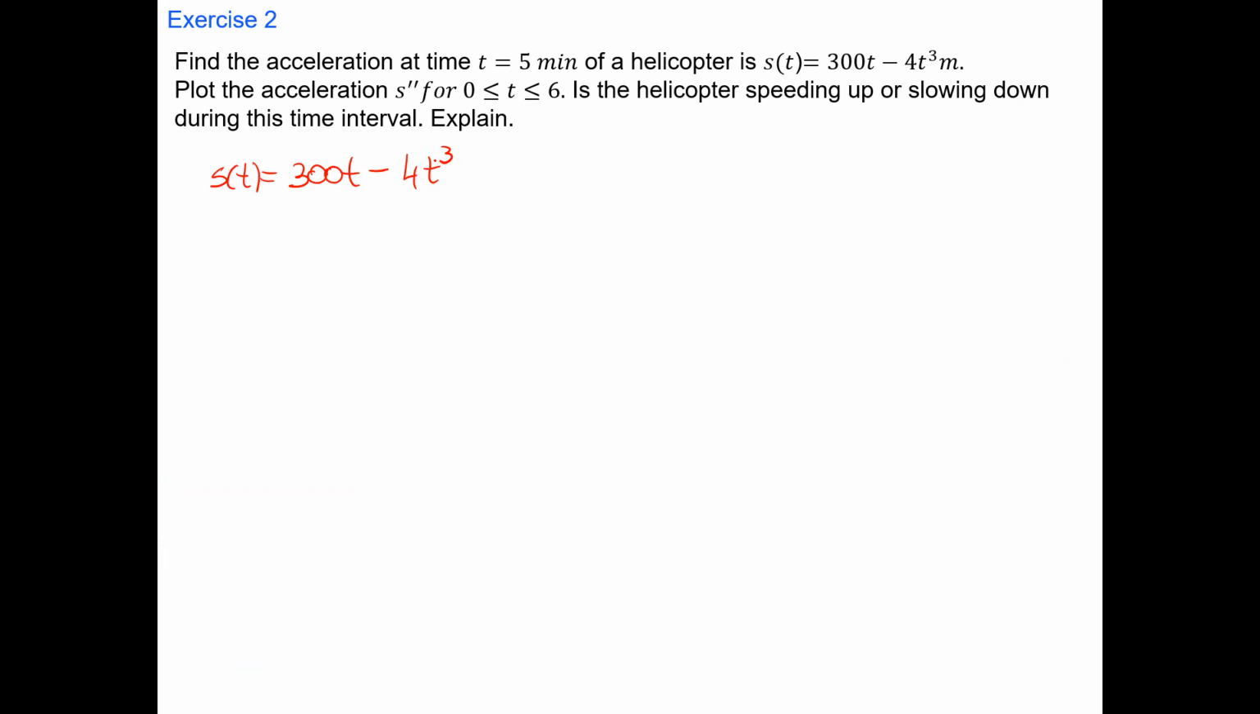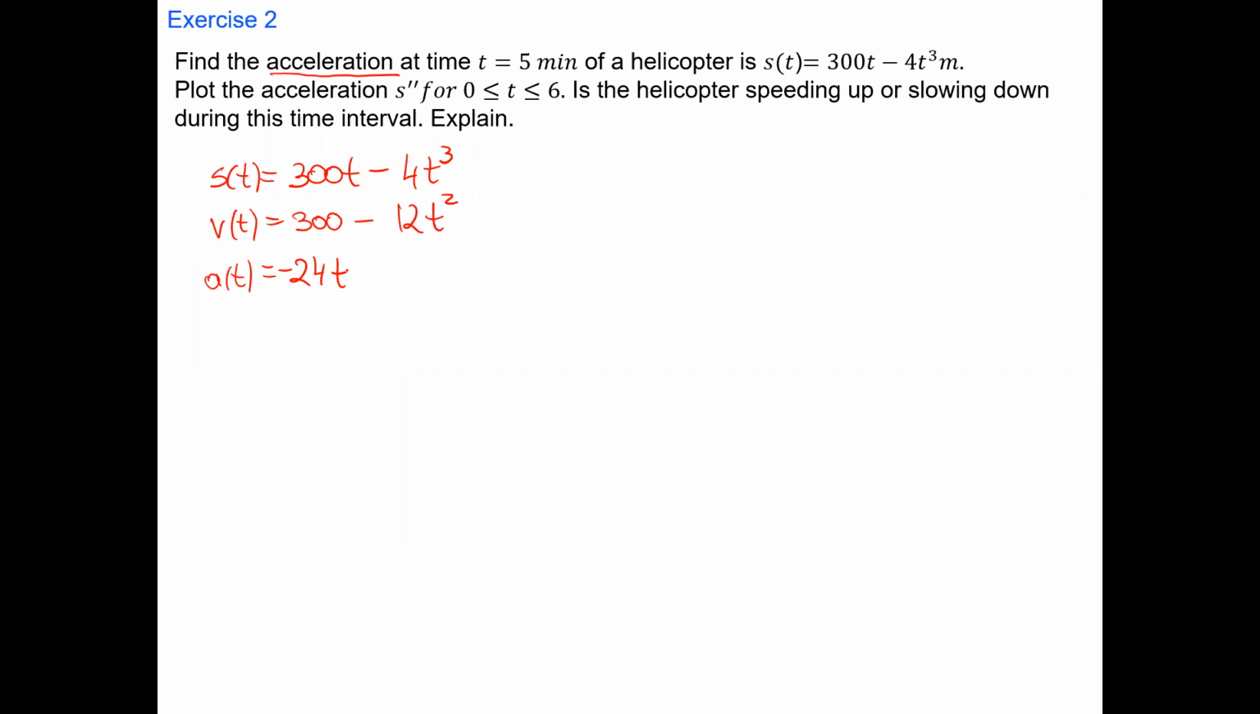Again, a third degree polynomial. Let's not draw this graph. Let's figure out the velocity first, because we have to reach the acceleration, the second derivative. Velocity is the first derivative, 300 minus 12t squared, and acceleration is negative 24t. Velocity and acceleration are not bad to draw, since we can draw a quadratic function nicely.